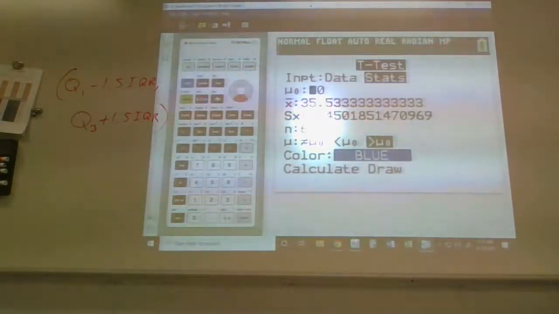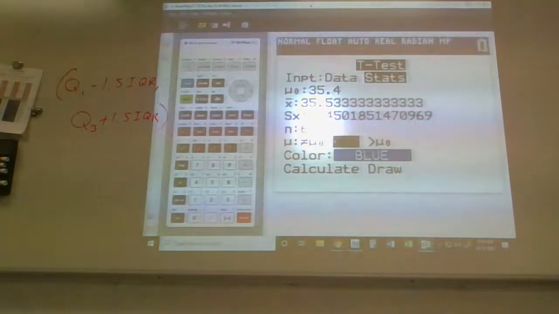I just need to change the null hypothesis right here to 35.4. So that's actually what I'm going to write down. Mu sub 0 is 35.4. X bar was 35.53. Oh, snap, which is actually greater than the null. Interesting. Standard deviation is 0.45. N is equal to 6. I'm going to put the alternate at being less than, because that's what my alternate hypothesis was.